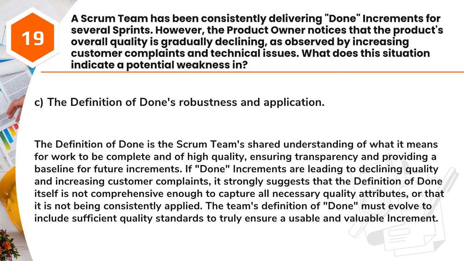Answer: C. The definition of done's robustness and application. The definition of done is the Scrum team's shared understanding of what it means for work to be complete and of high quality, ensuring transparency, and providing a baseline for future increments.